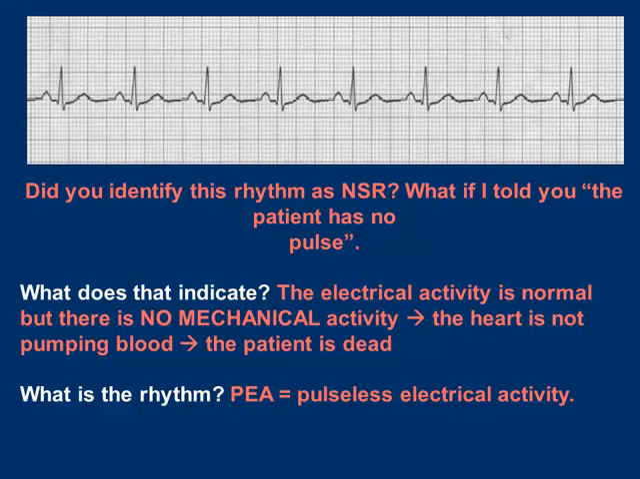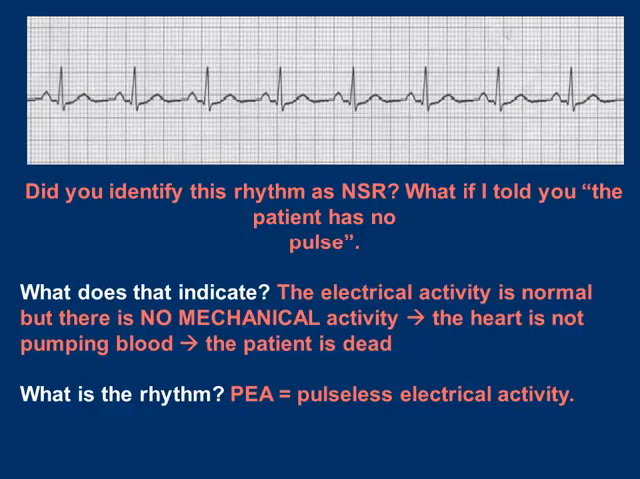Therefore, this rhythm is known as pulseless electrical activity. You have electrical activity. That's all good. But you do not have the mechanical portion of the heart. The heart is not pumping blood. For all intents and purposes, this patient is dead. There is no cardiac output because the ventricles are not pumping. Electrical activity, fine. Pumping power, bad. It's gone. It's not there. So therefore, pulseless electrical activity.